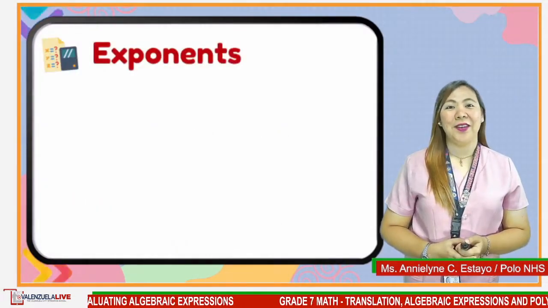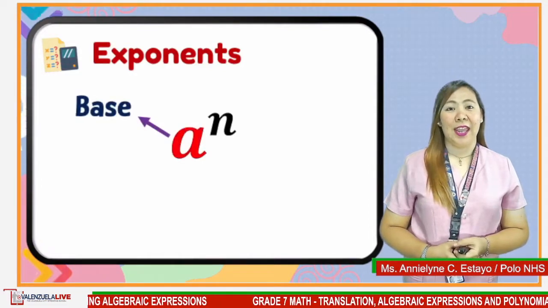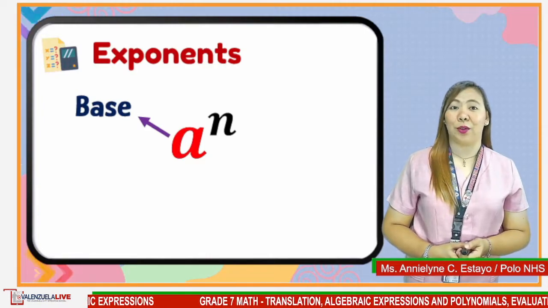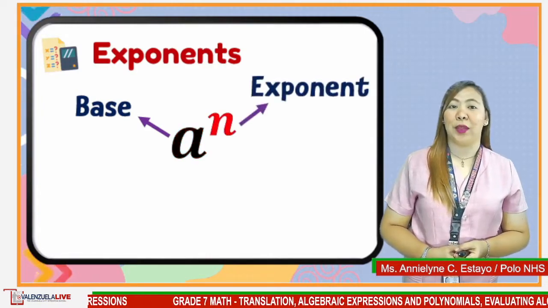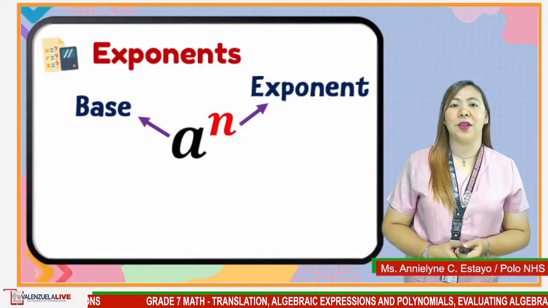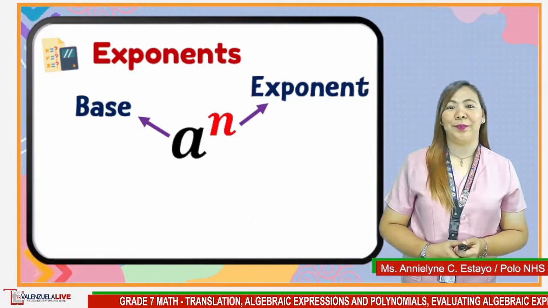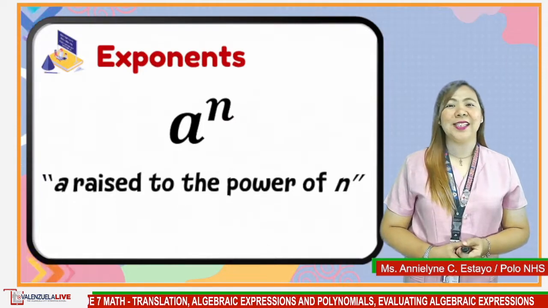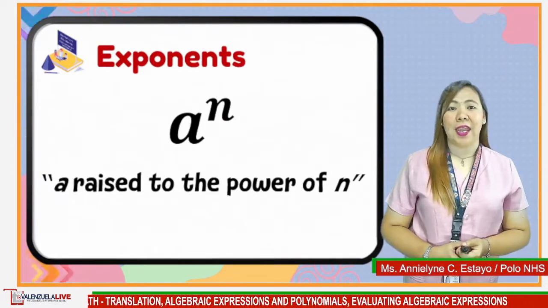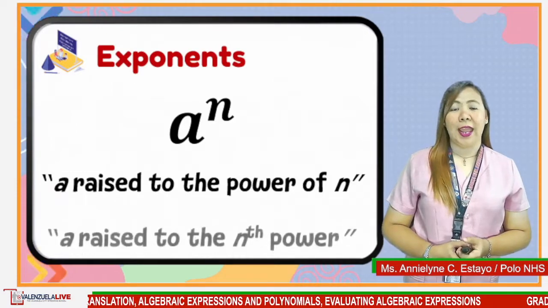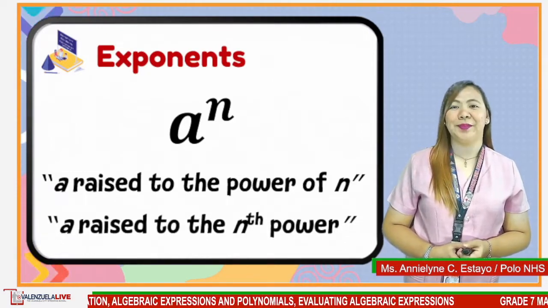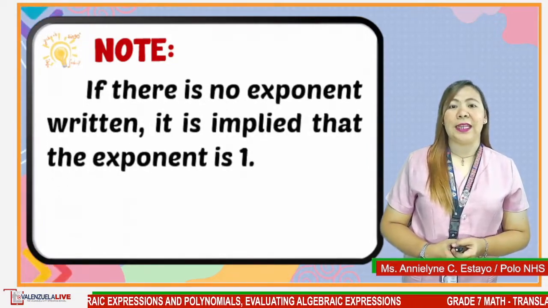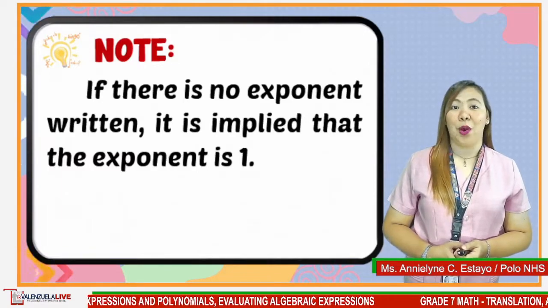Let us have a raised to the power of n, where a is the base. The base is the number or variable used as a factor, while n is the exponent, which shows the number of times the base is used as a factor. n is a positive integer. This expression can be read as a raised to the power of n, or a raised to the nth power. Note that if there is no exponent written, it is implied that the exponent is 1.